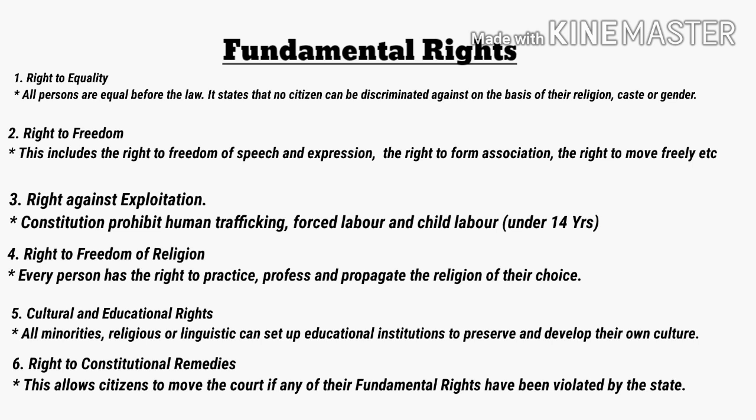Third one, right against exploitation. The Constitution prohibits human trafficking, forced labor, and employment of children under 14 years of age. This is known as child labor. Fourth one, right to freedom of religion. Religious freedom is provided to all the citizens. Every person has the right to practice, profess, and propagate the religion of their choice. That means, as citizens of India, we have the right to practice any religion as we wish.